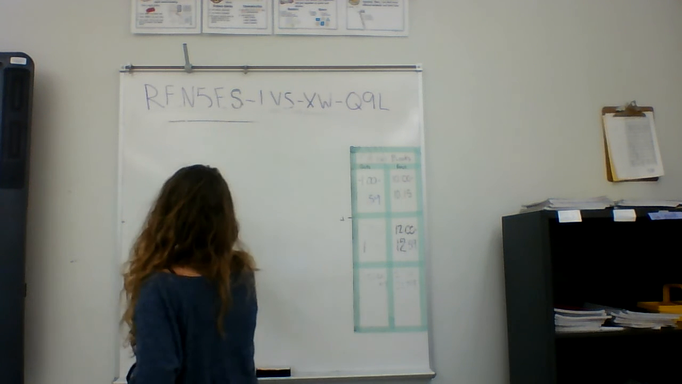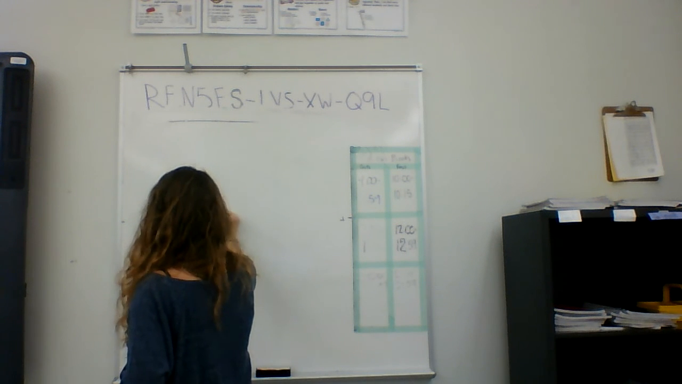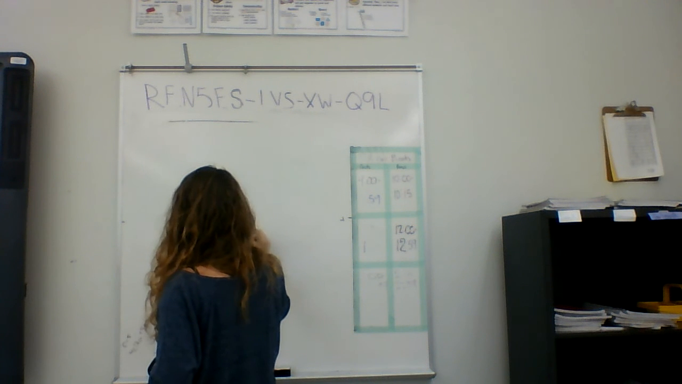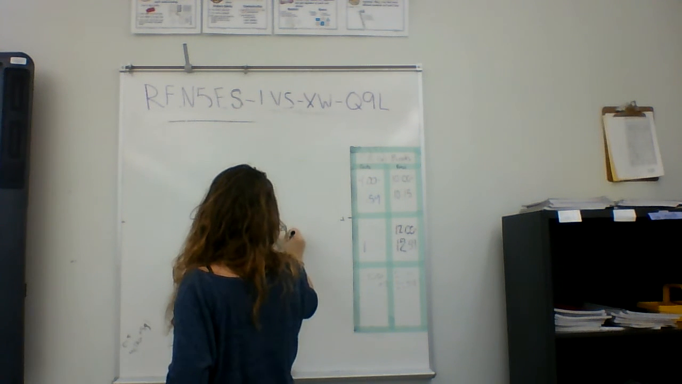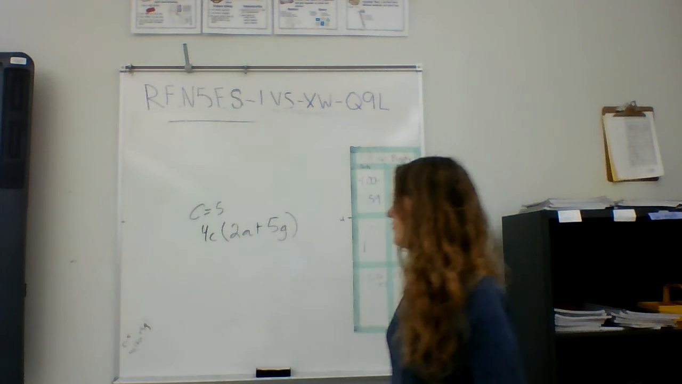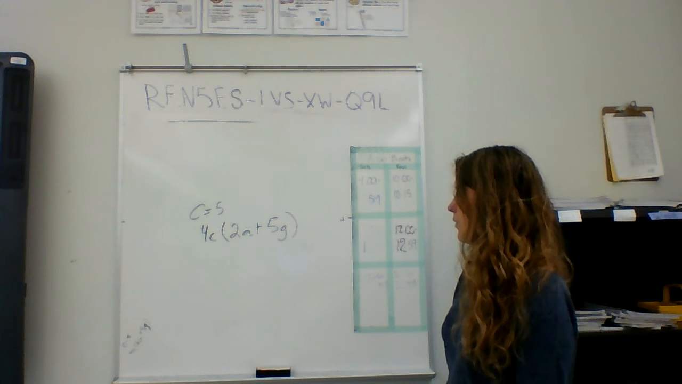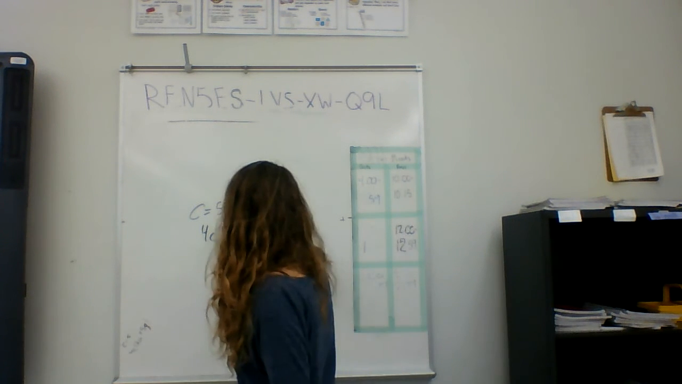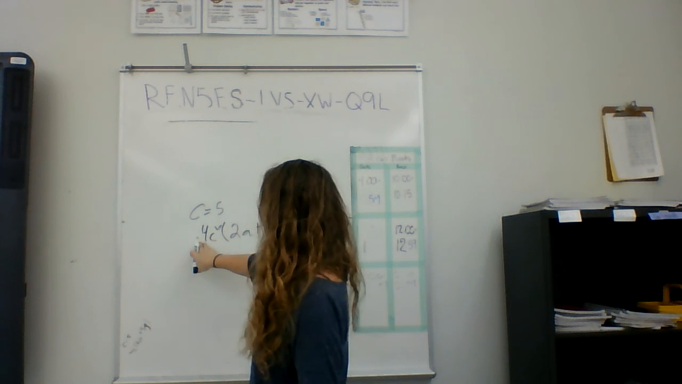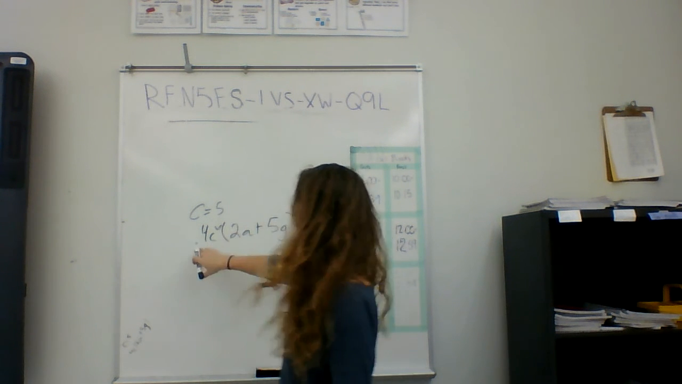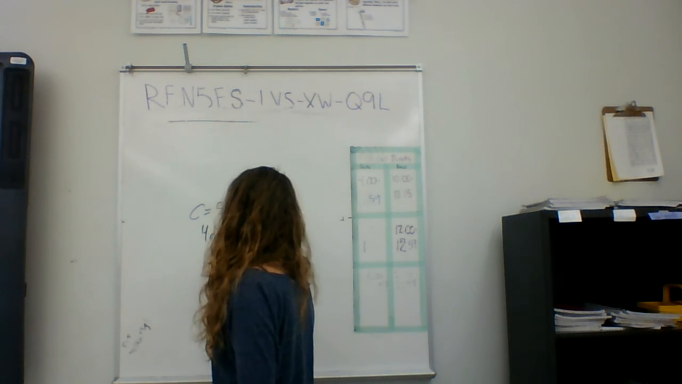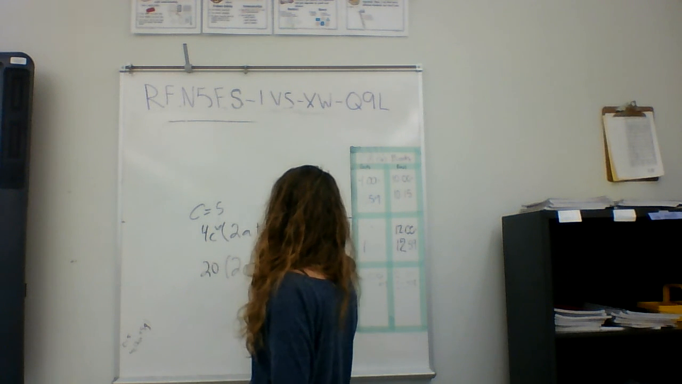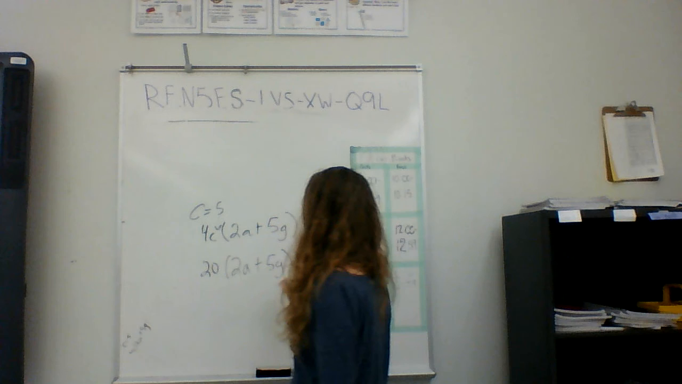Example 2 says that if C is equal to 5, what is the value of 4C times the quantity 2A plus 5G? If C is equal to 5, what is this value? Well, let's do what it says. C is equal to 5, so I'm going to plug in 5 for C. This is 4 times C, which I know is 5, so 4 times 5 is 20. And everything else, I don't know what A equals, so it stays the same, and I don't know what G equals, so it stays the same.